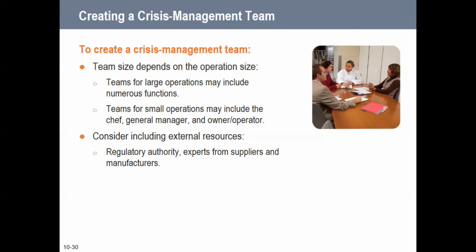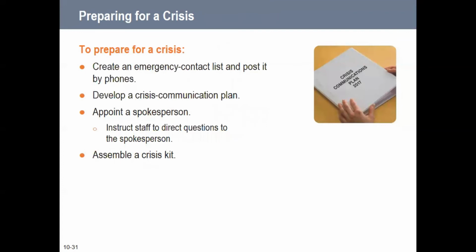Okay. When you're creating a crisis management team, also look at external resources, your regulatory authorities. If you're creating, let's say, a crisis management plan for a fire, involve the fire department or the fire marshal and get that person's expertise on ways that you can handle it if something like that would happen, and also looking at prevention too. If you have experts in the supplier or manufacturer area that you can reach out to, again, that's another great avenue that you potentially have at your fingertips.